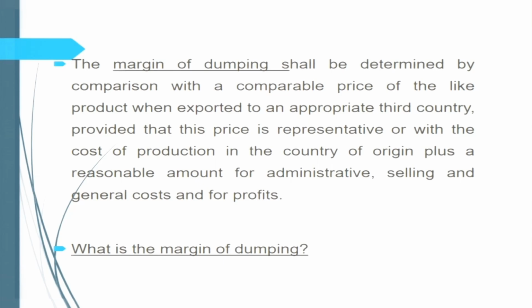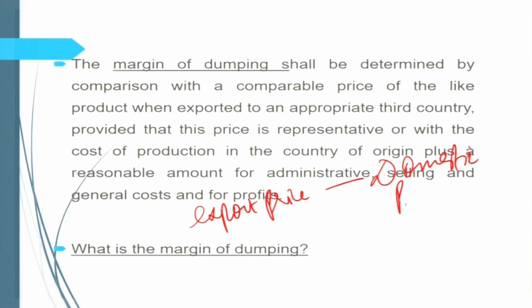Now, the question is, what is the margin of dumping, or sometimes it is also termed the dumping margin. That is basically the export price minus the domestic price of the same good.